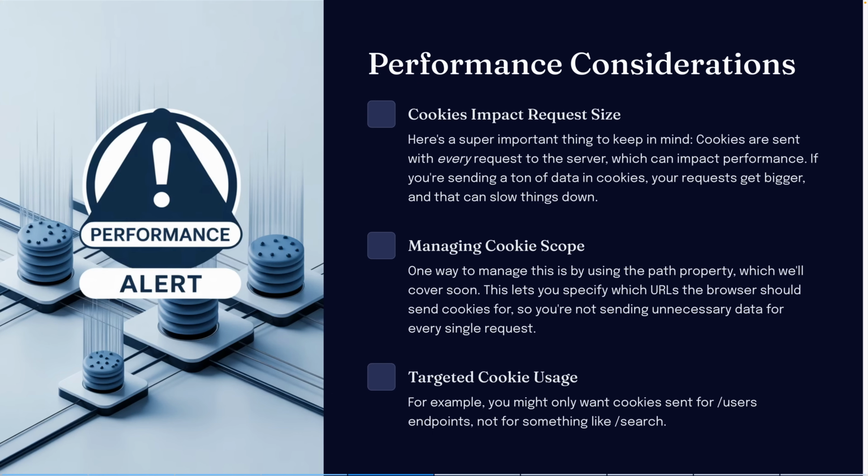Managing the cookie scope. One way to manage this is by using the path property, which we will cover soon. This lets you specify which URLs the browser sends the cookies to, so you are not sending unnecessary data with every single request. And targeted cookie usage. For example, you might want to send cookies only for the /users endpoint, and not for something like search.